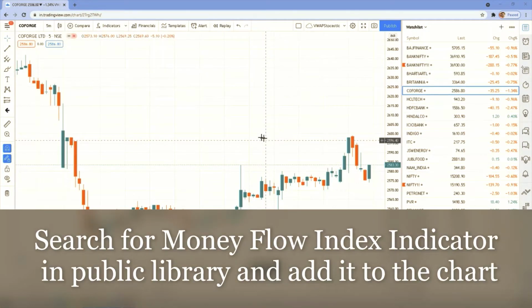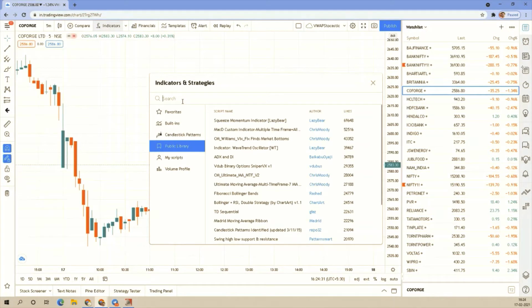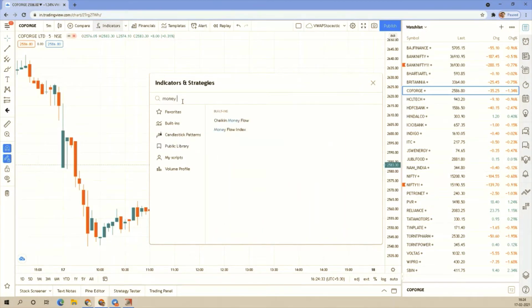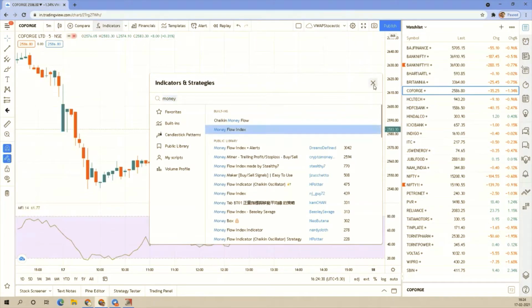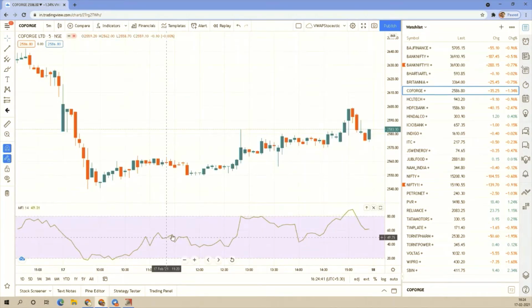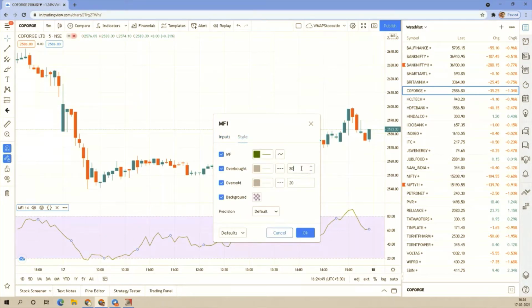For this, we have to open any of the charts and then go to the indicators here and search for an indicator called money flow index. So you click here, you can see a small graph added at the bottom of the chart. What we have to do is change the settings from 50 to 50.